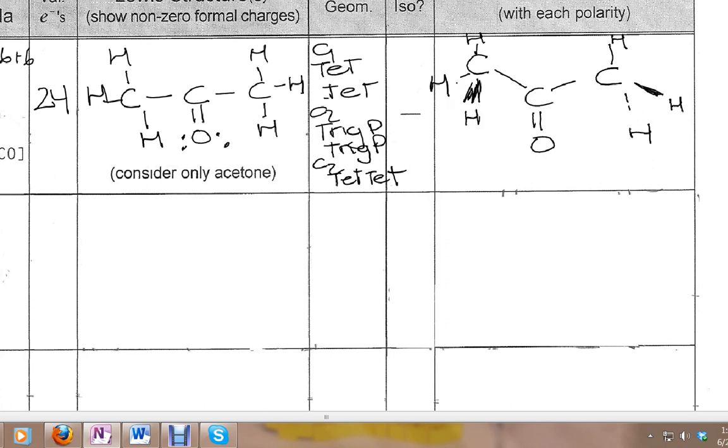My question is, is it going to be polar, yes or no? Yes, of course. What is the direction? Here. And the net is going to be down. Polar. Okay, now let's do the next one.